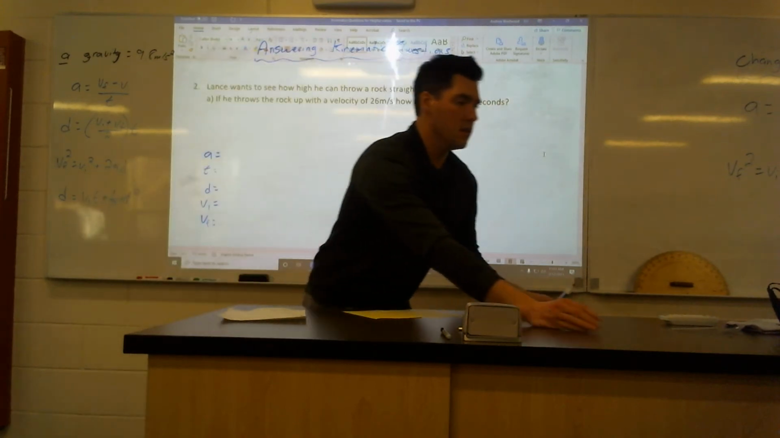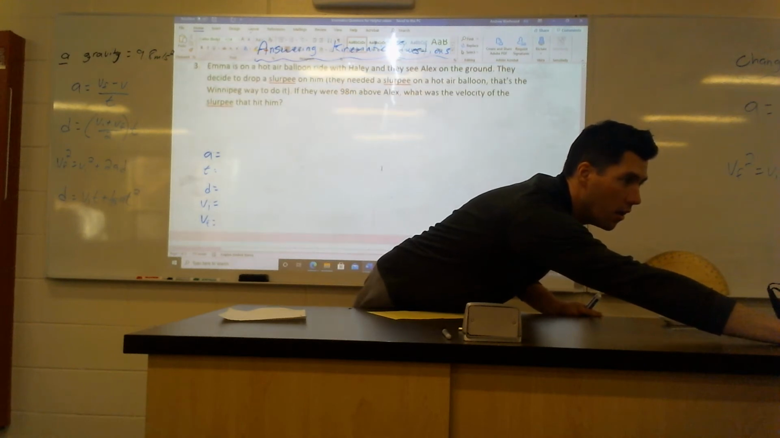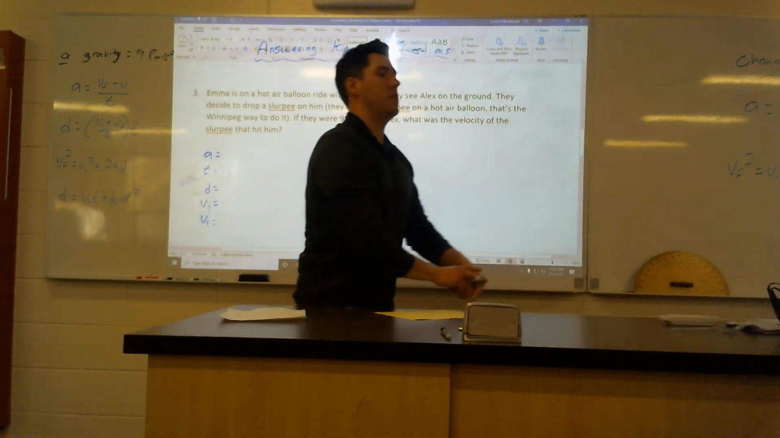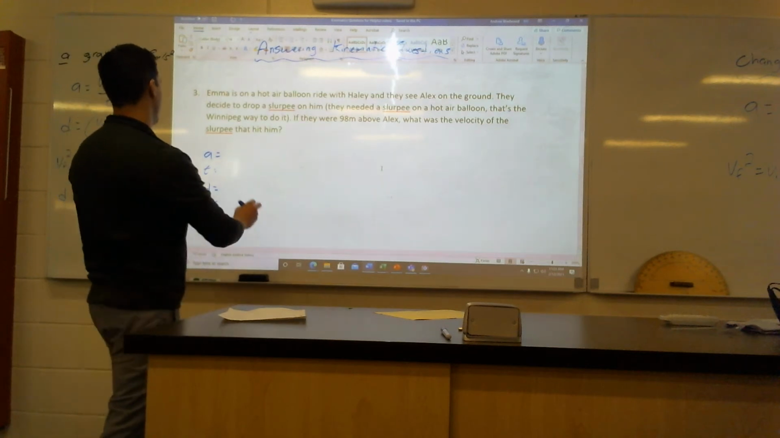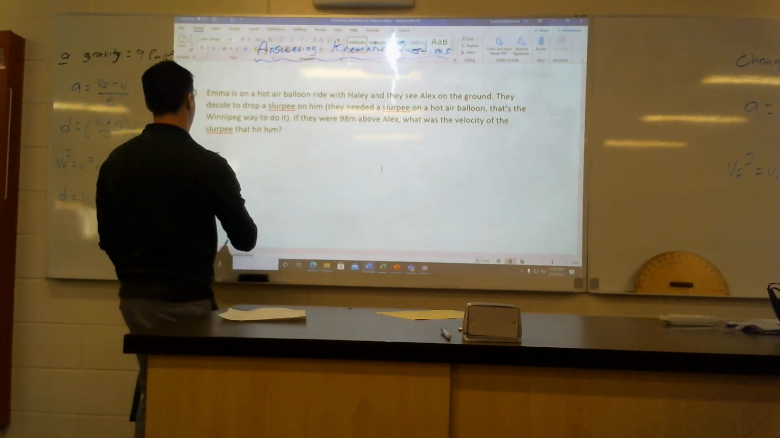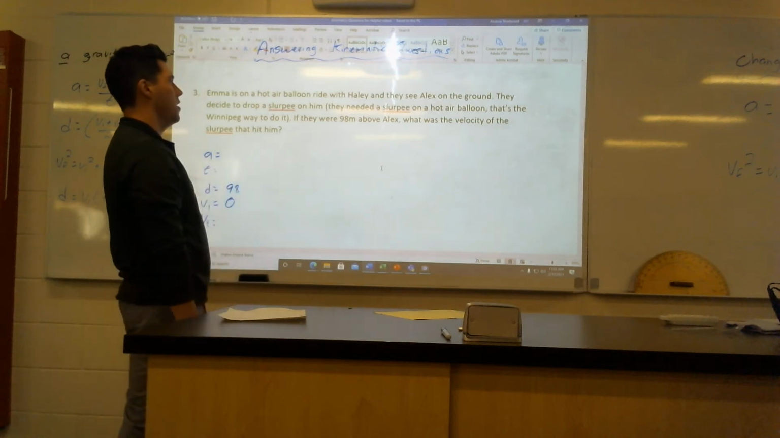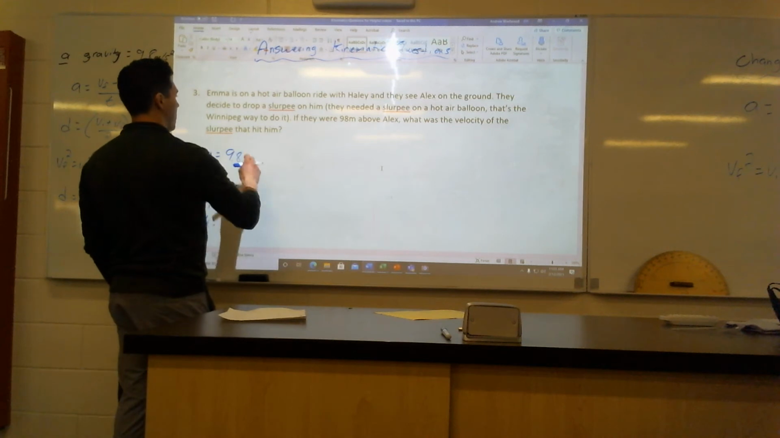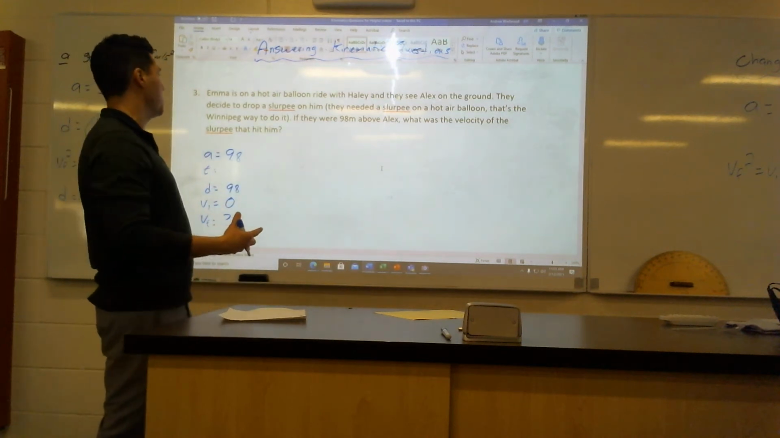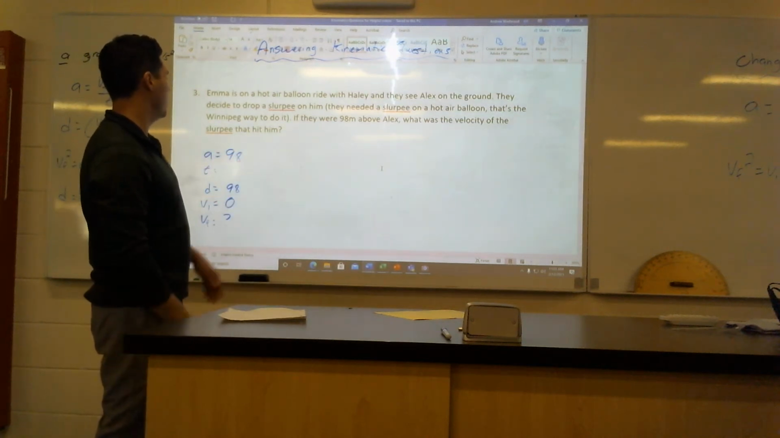Question 3. Emma is on a hot air balloon ride with Haley, and they see Alex on the ground. They decide to drop a survey, so a distance of 98 meters. They dropped it, which means a VI of 0. They're trying to find the VF. Acceleration is helping this time because they're dropping down, so it's increasing the speed. So that is going to be a positive acceleration.